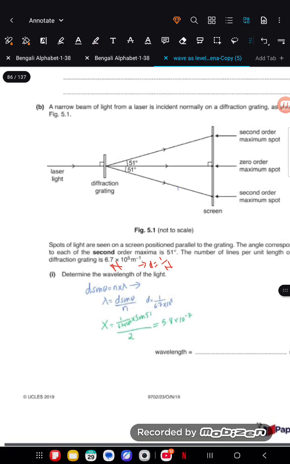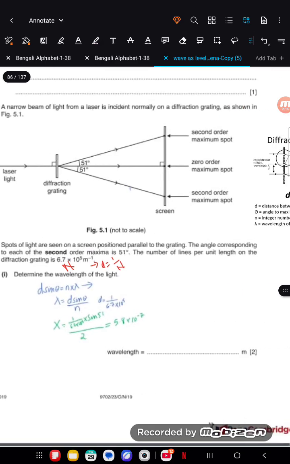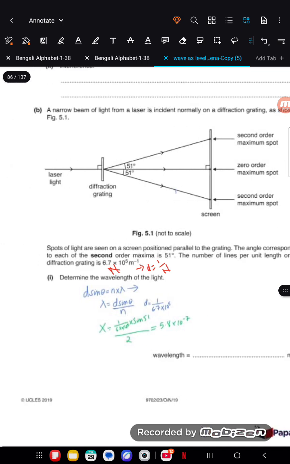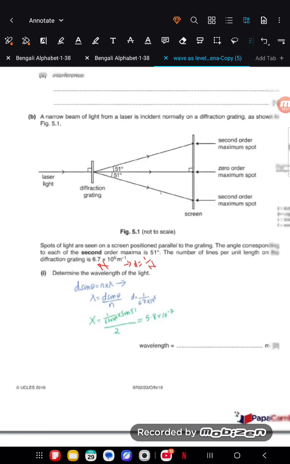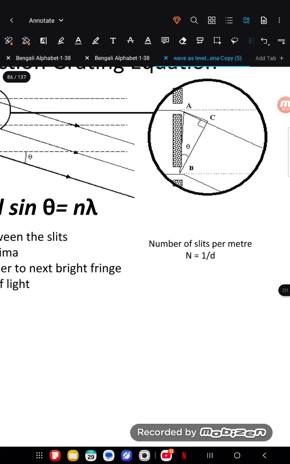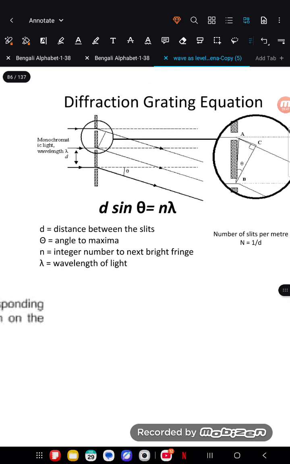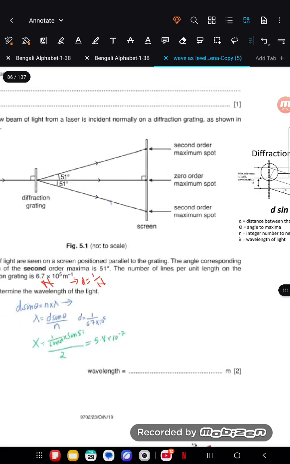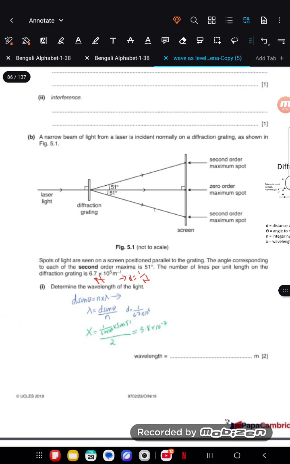So everything is given. They just want to make you a little bit confused. So please read the question. The number of lines. This is number of lines per unit length. So number of lines means what? Here I have given you number of slits per meter. It means number of slits per meter, the formula is 1 by d. So don't get confused when they say number of lines per unit length on the diffraction grating. Whenever they say number of lines, that is N, capital N.